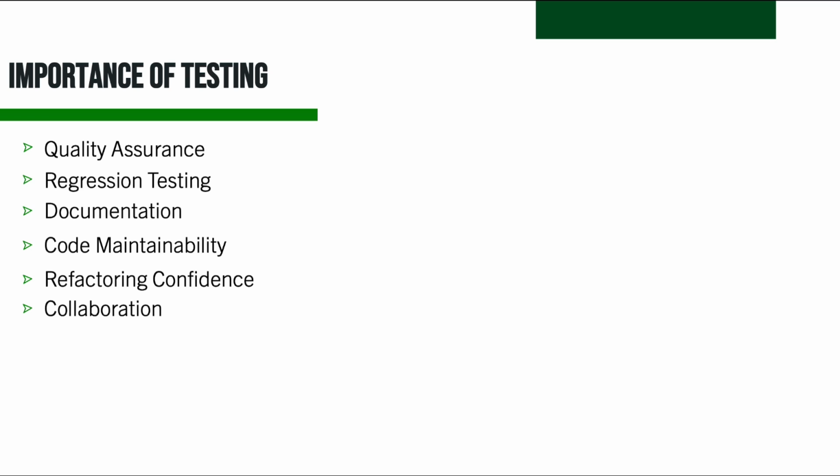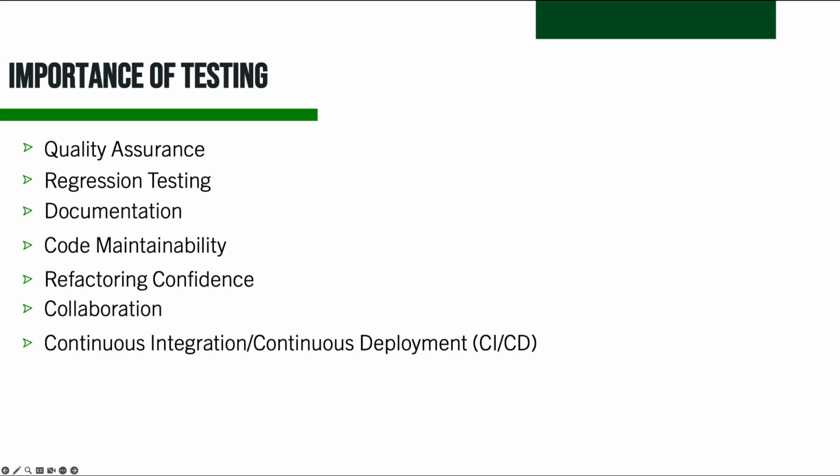Also, tests facilitate collaboration among developers. When multiple team members are working on the same code base, tests ensure that changes made by one developer don't negatively impact the work of others. Also, in a CI/CD pipeline, or continuous integration, continuous deployment pipeline, tests are run automatically whenever new code is pushed. This helps catch issues early in the development process and prevents faulty code from reaching production.